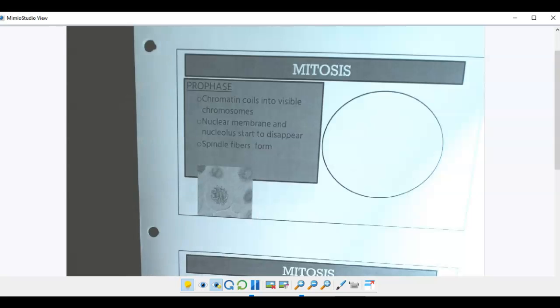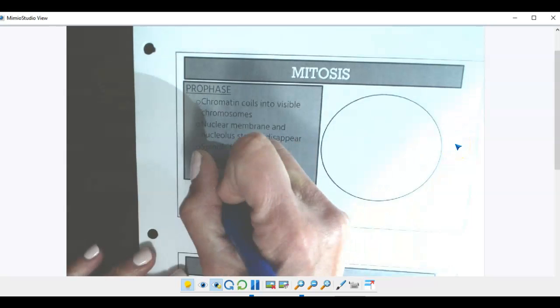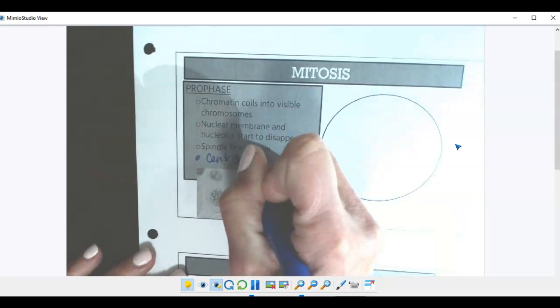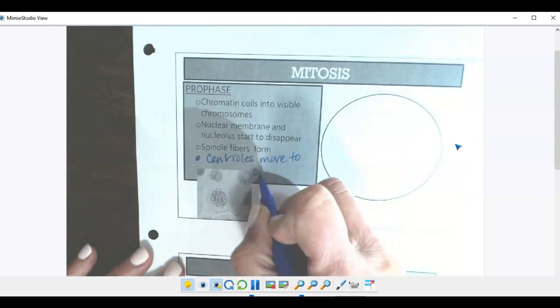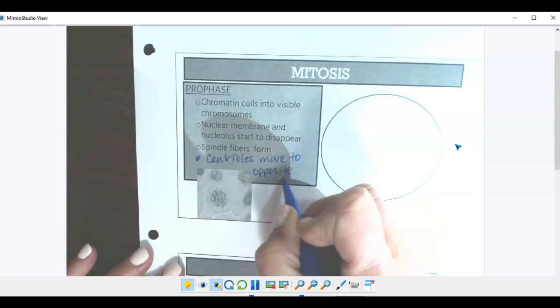So the first phase in mitosis is called prophase. The chromatin coils into visible chromosomes, kind of that fork-like structure. The nuclear membrane and nucleolus start to disappear, and spindle fibers start to form. Okay, I'm going to add one more: centrioles move to opposite poles.